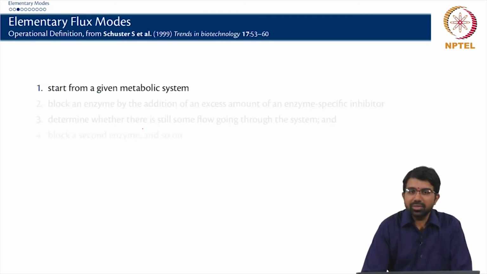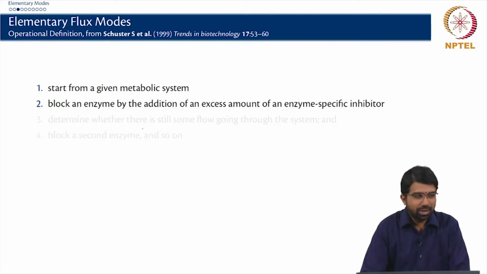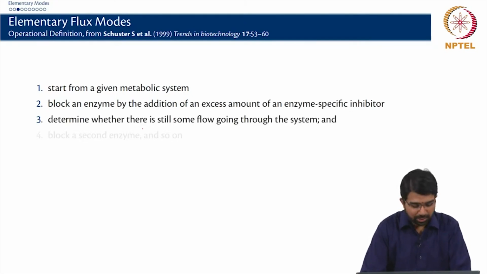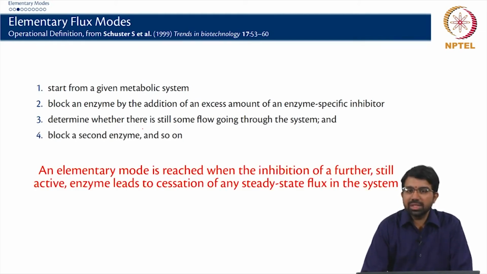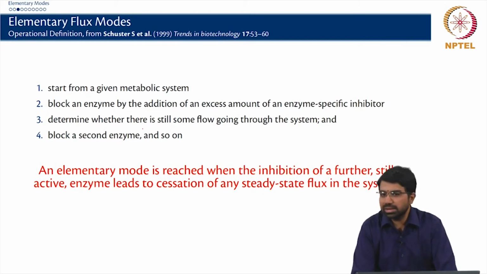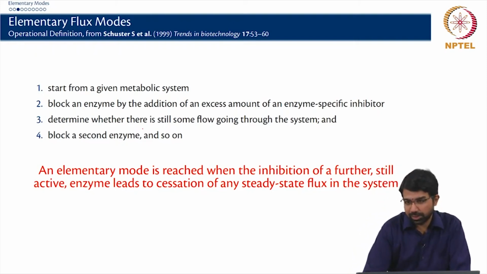A third way to look at it is an operational definition. Start from a given metabolic system and keep turning off enzymes one by one, and if there is still some flux going through the system, keep blocking another enzyme and so on. An elementary mode is reached when the inhibition of any other enzyme will lead to complete cessation of steady state flux in the system. So the entire V vector should be 0. But this is not with a specific objective function, if you see.